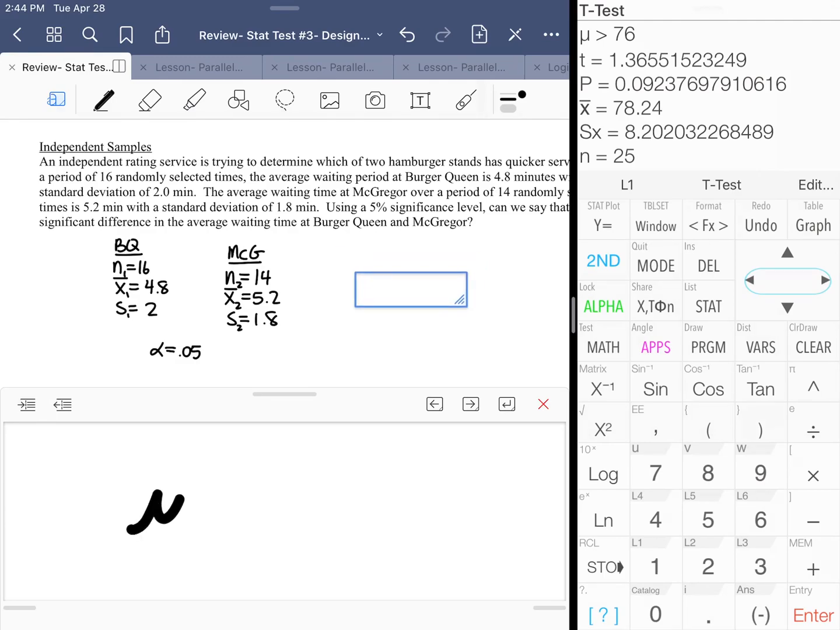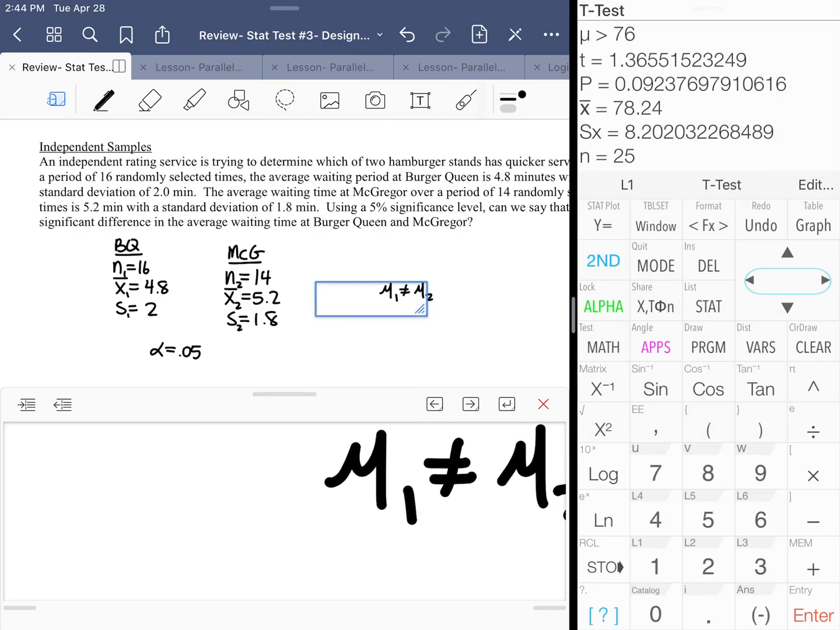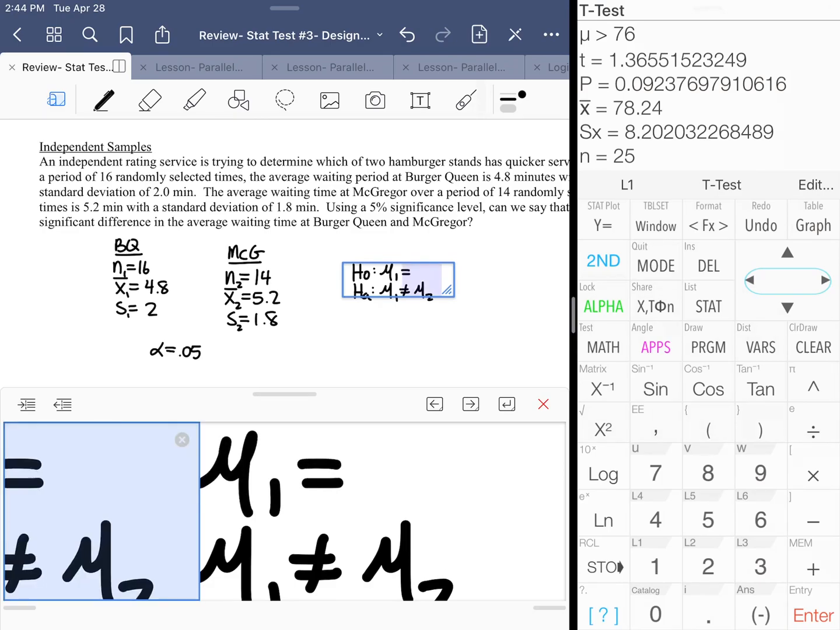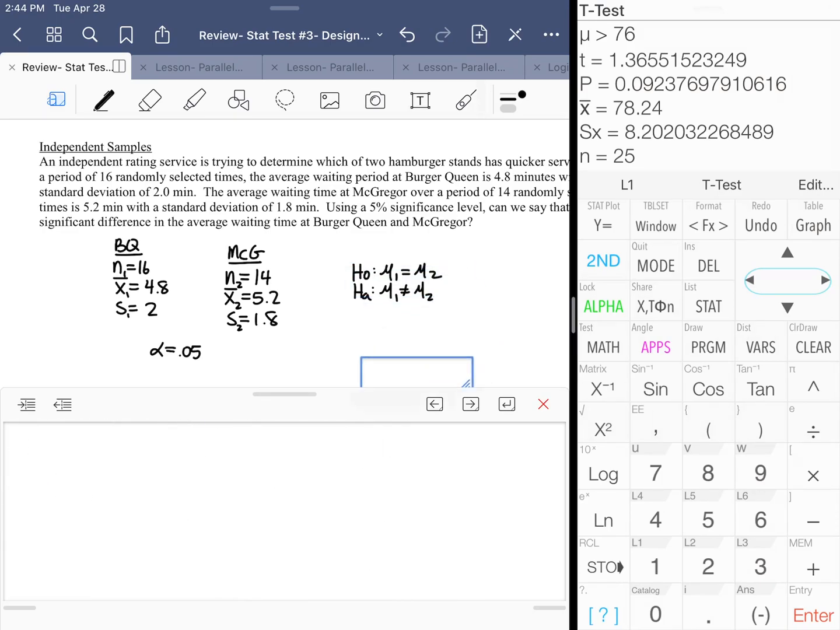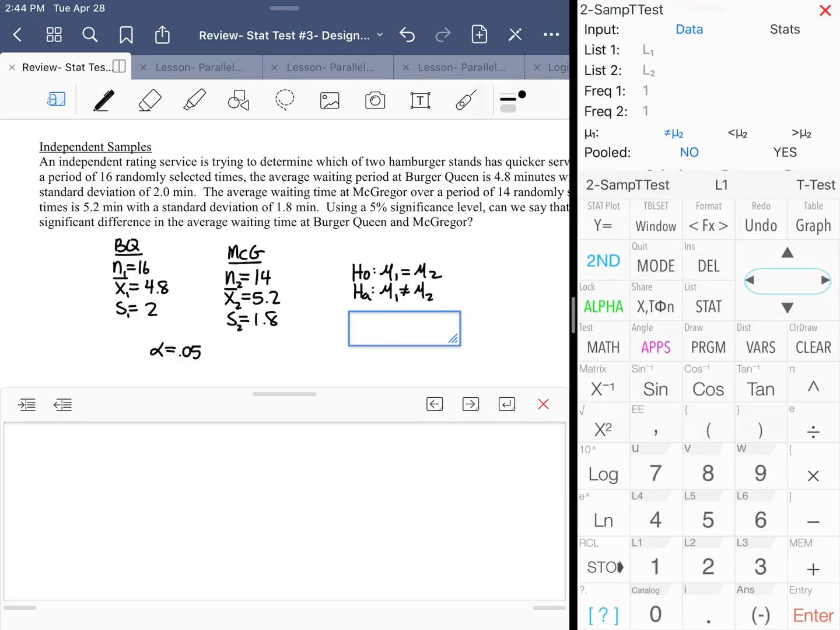We know that alpha is going to be 0.05. Let's get our H0 and HA. Can we say that there's a significant difference? Difference means not equal. So the population mean waiting time difference would be mu1 unequal to mu2. So that's my HA. My H0 that corresponds to that would be that mu1 is equal to mu2. All right, so we have what we need.